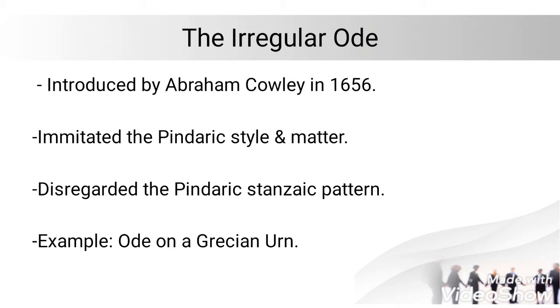Keep in mind, Abraham Cowley imitated or followed the Pindaric style and meter, but he disregarded the stanzaic pattern, meaning he did not follow the stanza pattern of the Pindaric ode. As far as the stanzaic pattern is concerned, there was no regularity, there was irregularity, and that's why this type of ode is called the irregular ode. This type of irregular stanzaic pattern has been common for the English ode ever since. It means the odes written by English poets followed this irregular stanzaic pattern. For example, we can quote John Keats' remarkable ode, Ode on a Grecian Urn.